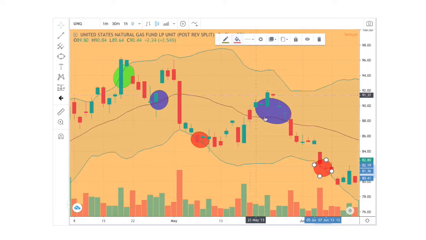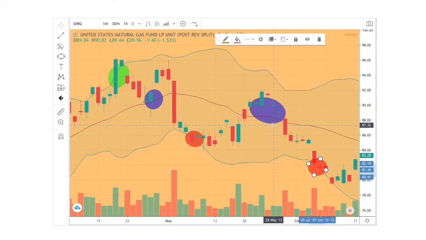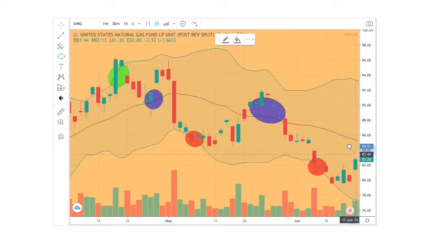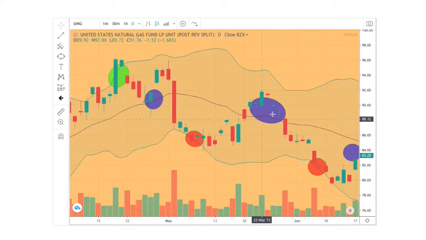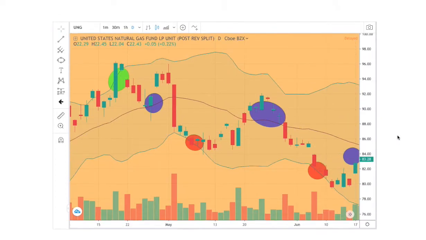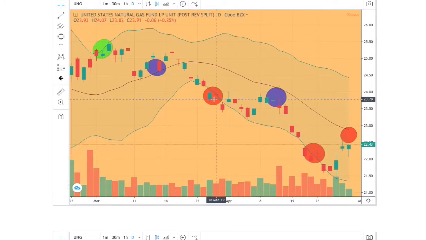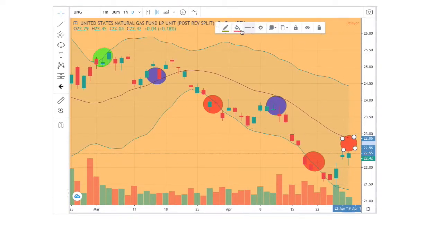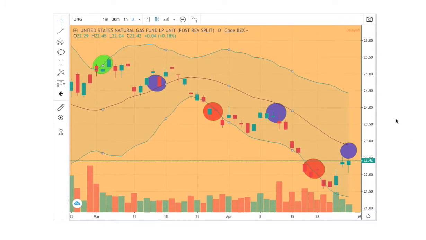We'll make this red, and let's move a little bit along, and we do see an attempt to reach the middle Bollinger Band, and we'll make this blue. As you can see, we have 1, 2, 3, 4, 5, 6 points that are similar, and let's make this red because it's near the middle Bollinger Band. So there are 6 similar points.